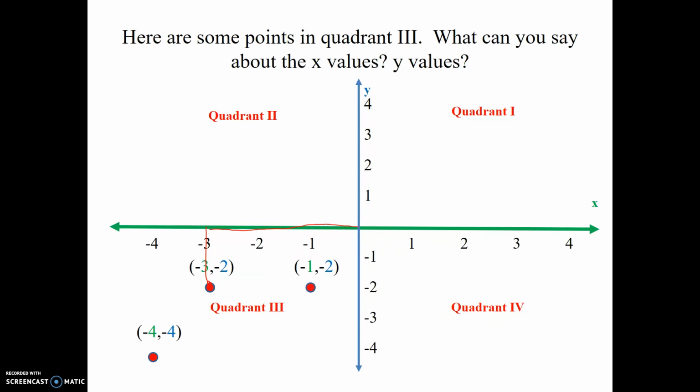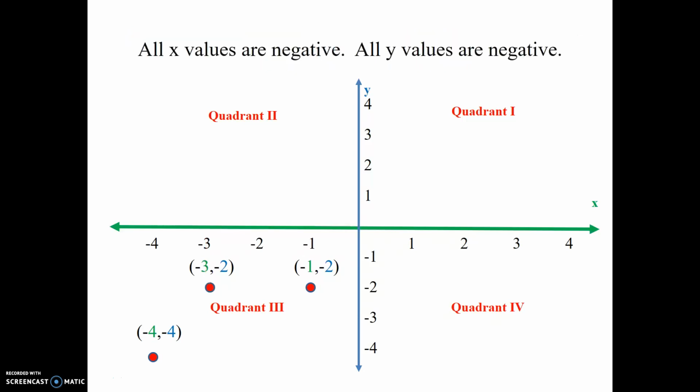So what do all coordinates or all ordered pairs in quadrant 3 have in common? Take a second and jot that down in your summary. Okay, you might have noticed that all of the X values and Y values, both of them, are going to be negative. And that's how we would indicate ordered pairs that go in quadrant 3.